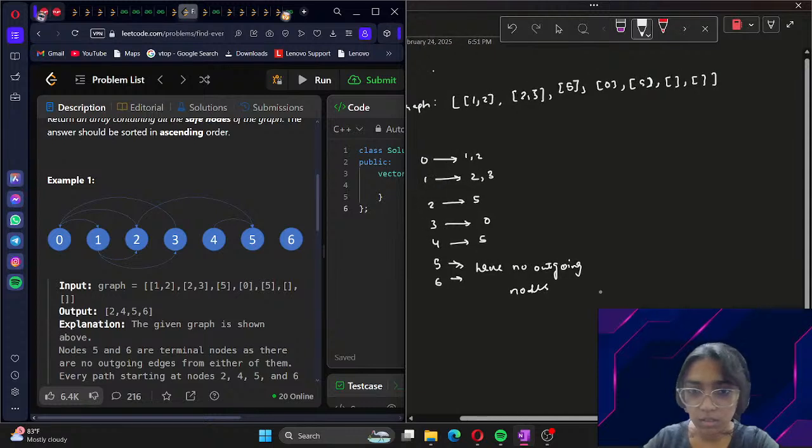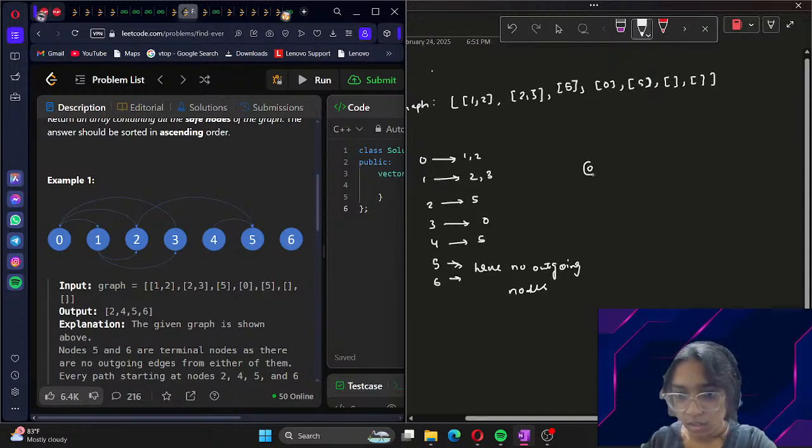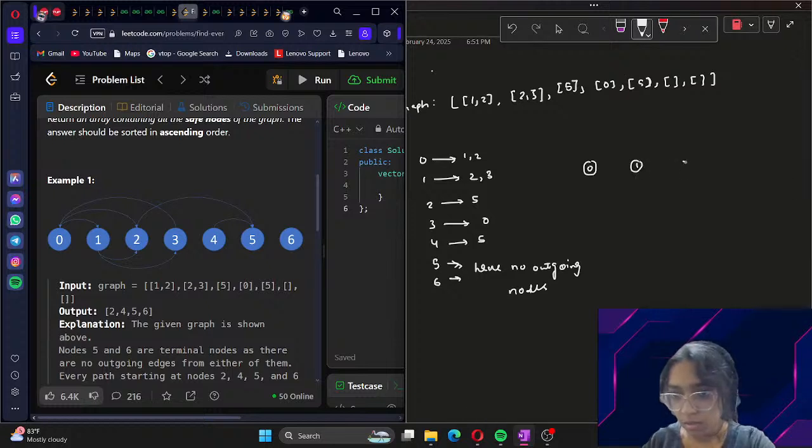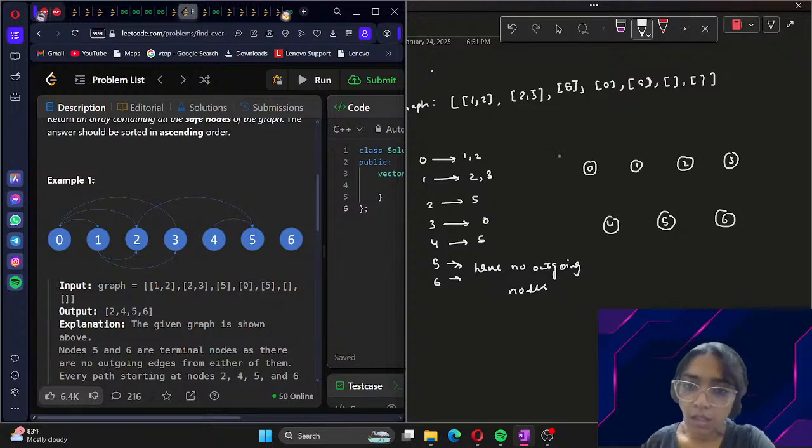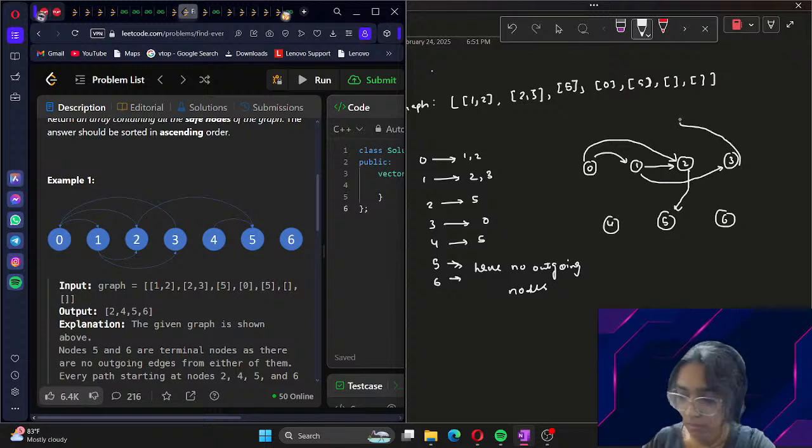Okay, so if we draw a graph based on it, let's take 0, 1, 2, 3, 4, 5, and 6. 0 to 1 there is a path, 1 to 2 there is a path, and 1 to 3 there is a path, 2 to 5 there is a path, 3 to 0 there is a path, 4 to 5 there is a path.